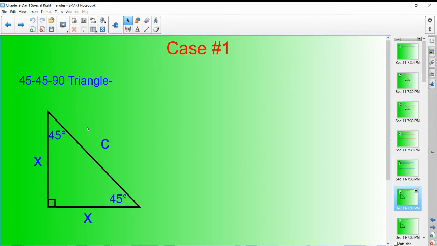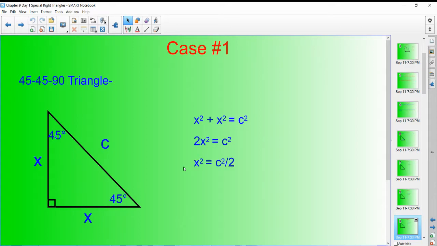So here's our picture, our 45, 45, 90 triangle. We learned that if these two angles are 45, the opposite legs have to be the same length, and the hypotenuse is c. Now we're going to set up an equation using the Pythagorean theorem, and I want to get x in terms of c. So the final thing should say x equals. Let's manipulate this equation a little bit. We can get 2x squared equals c squared, and then x squared equals c squared divided by 2.